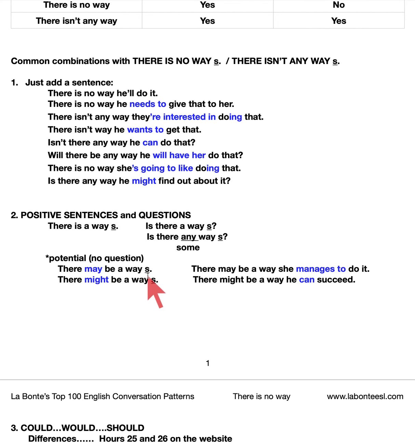There may be a way he will do it for you. There might be a way you can get there by car.